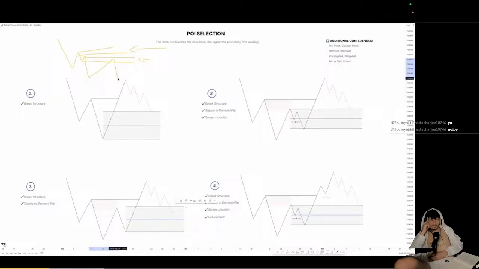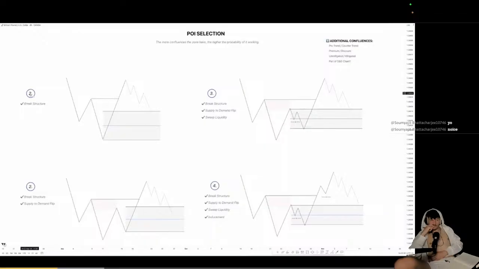We will never, ever 100% figure out which zone exactly price will respect from, because you cannot predict what price is going to do. But we can react from it, and we can manage our expectations by understanding how many confluences are hiding behind these zones. Alright, so my philosophy is that the more confluences the zone has, the higher the probability of it working. Alright, so let me just go through a few examples with you.